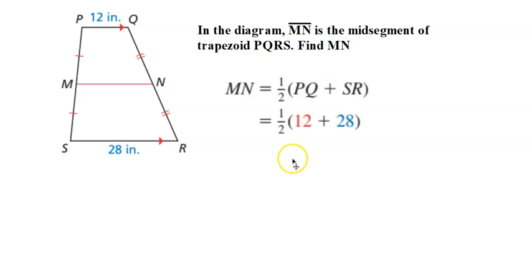So that would be 1/2, plug in the numbers, substitute that in. So we have 12 plus 28. And we can stick that in the calculator and we get 20. All right, 12 plus 28 is 40. Half of 40 is 20. And so the length of our midsegment MN is 20 inches. All right, so pretty easy stuff.